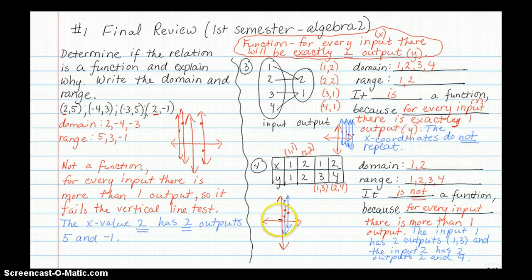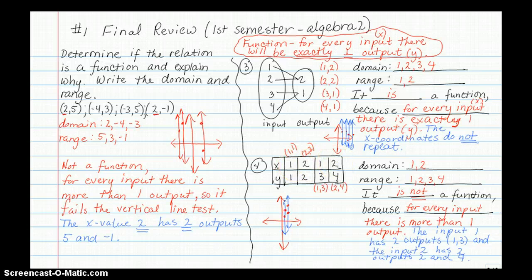So if you look at the quick graph, 1, 1, and 2, 2, and then 1, 3, and 2, 4, you can see there are 2 points on the first vertical line, and there are 2 points on the second vertical line. So it actually fails the vertical line test more than one time. And there is a repeat, 2 1s, 2 2s in the x values.